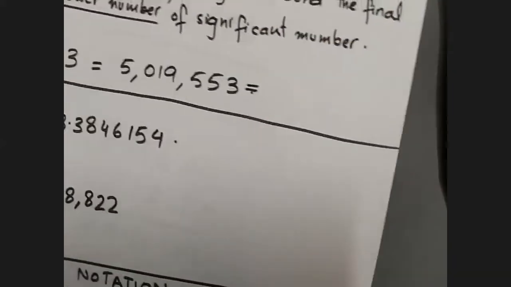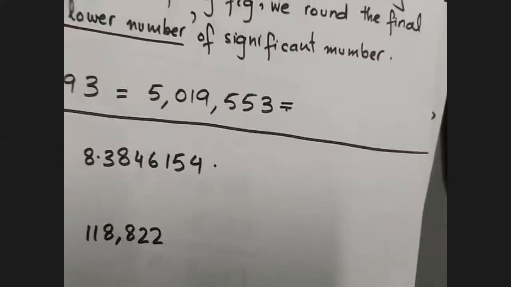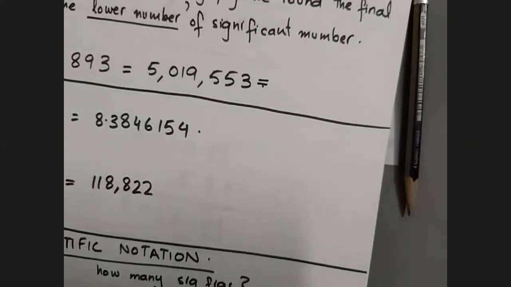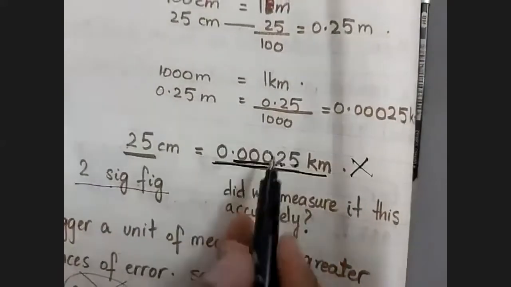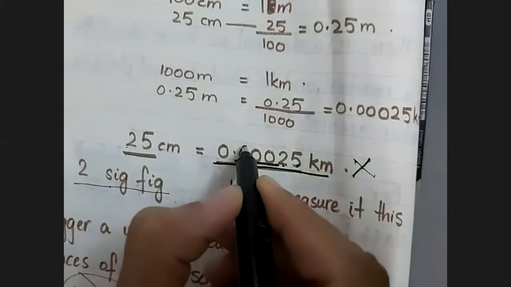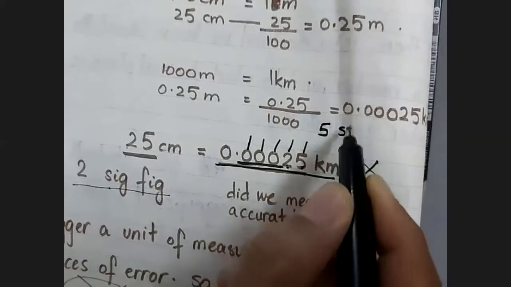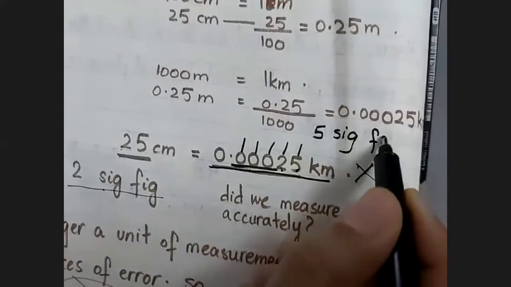Did you understand, Abdul Wadud, or are you still confused? I'm still confused. What's your confusion? When we convert these 25 centimeters into kilometers, those leading zeros should also be counted as significant. Okay, if we count them, then how many significant figures are there? 1, 2, 3, 4, 5. So this is really accurate. You have 5 significant figures. That means this is very accurate.